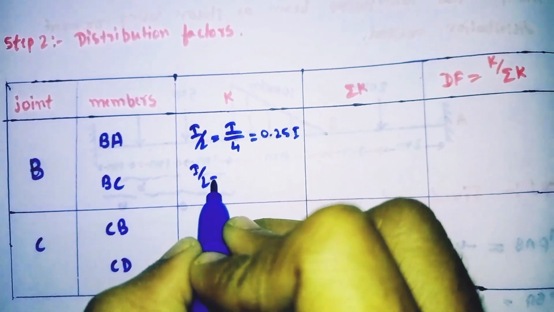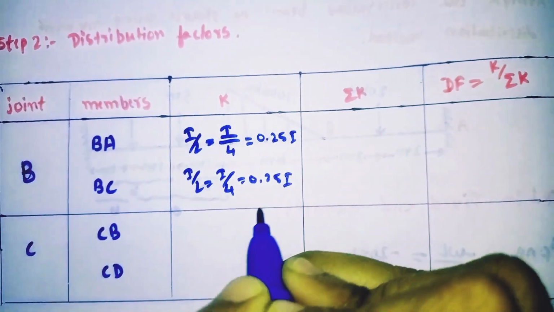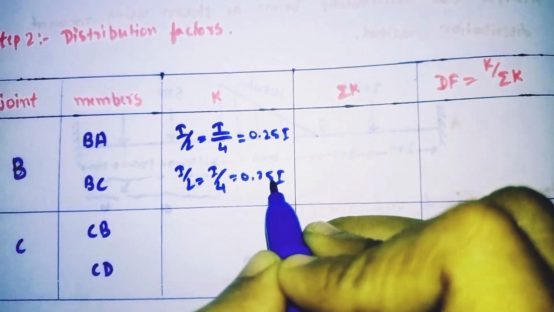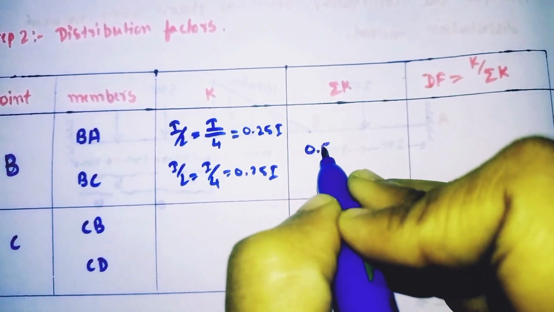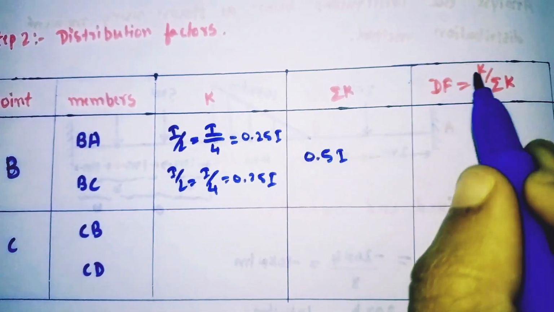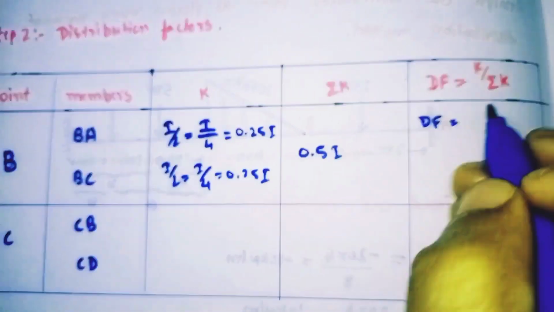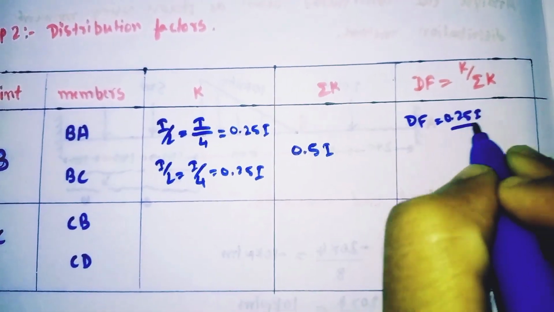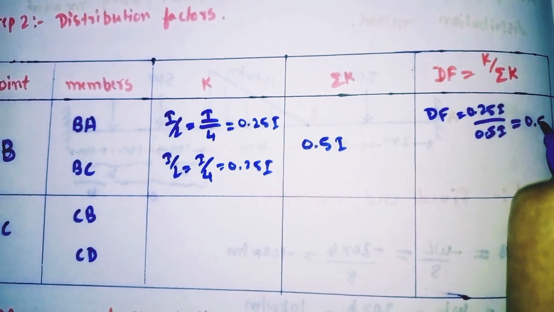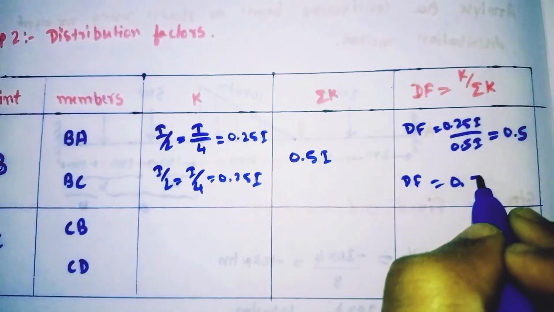So I divided by L, with L being 4, comes out as 0.25I. So the summation of K is 0.25 plus 0.25, which comes out as 0.5I. And for the distribution factor, we have the formula K divided by summation of K. So DF is equal to 0.25I divided by 0.5I, which comes out as 0.5. And for the other DF also, same, it comes out as 0.5.